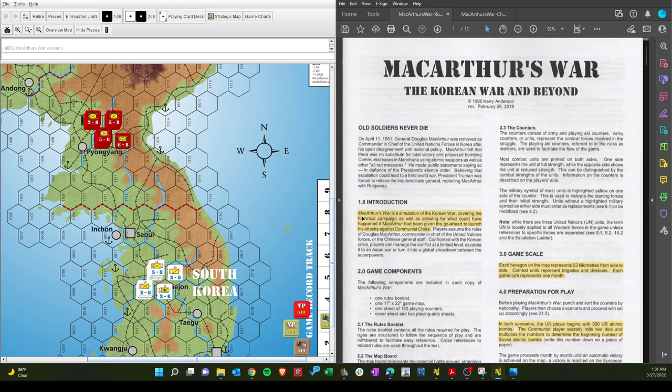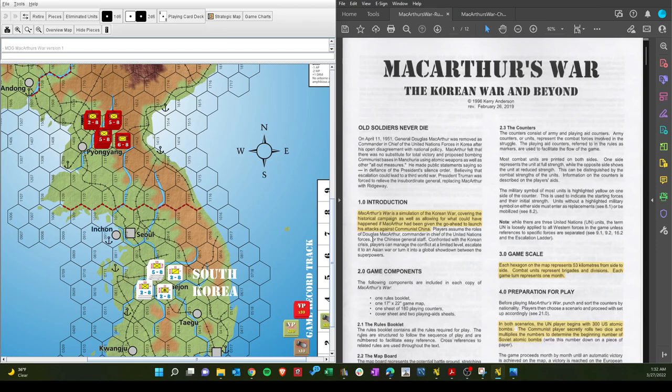So here we go, MacArthur's War, introduction, a simulation covering the historical campaign. You'll see it's not a large map of Korea, so you can see in some sense the priority of the game isn't just focused on the conventional battle here, although it will be fought, unlike other games that really focus on that. It's the escalation side that we're looking at too. And here it goes, allowing for what could have happened if MacArthur had been given the go-ahead to launch his attacks on mainland communist China.